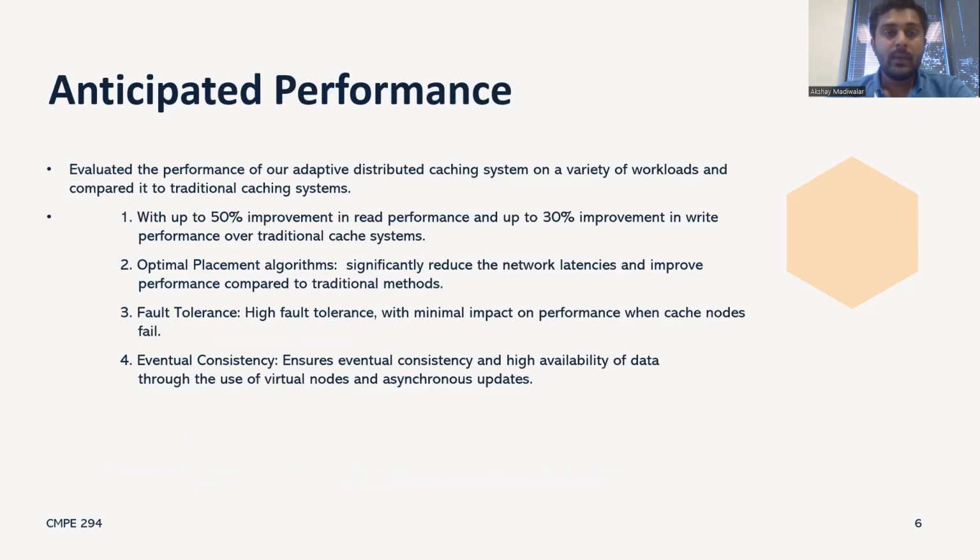When we talk about the anticipated performance, with this approach we anticipate that read performance and write performance increase when compared to traditional caching systems. With respect to read performance, we anticipate an improvement of 50% over traditional cache systems and a 30% improvement in write performance. And the scalability: our system also scales well with the number of cache nodes. It's anticipated that as and when there's a lot of traffic coming to the server, the cache nodes can scale automatically with minimal degradation in performance as the number of nodes increases.